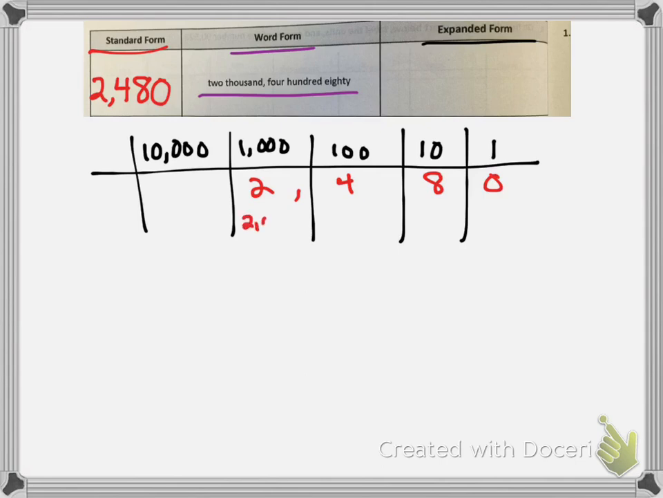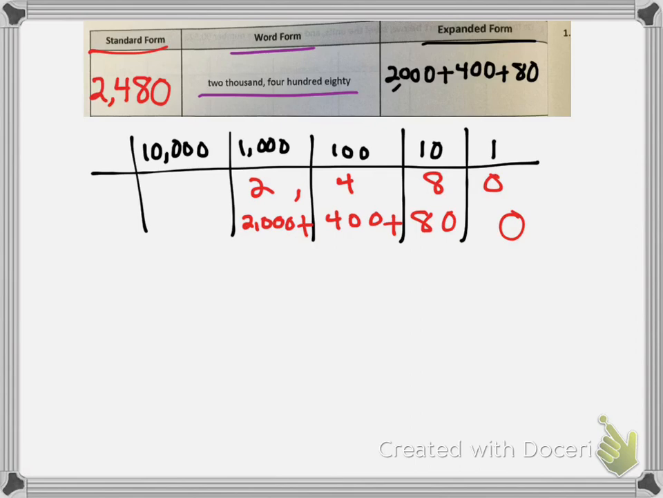So this looks like 2,000. So I would write 2,000 plus. This is 400. So I would expand it. I would write 400 plus. And this is 80, right? 8 tens. And so I would write 80. But we don't have any ones, so it would be 0. So 2,000 plus 400 plus 80. Okay? That would be our answer. And that is expanded form.